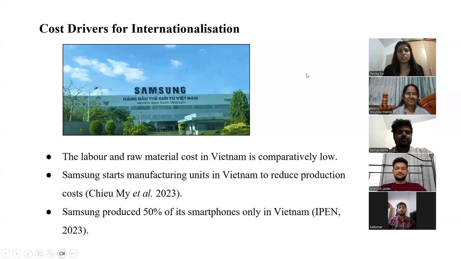The next slide discusses the cost drivers for the internationalization of Samsung. The cheaper raw material and labor costs in Vietnam attracted Samsung to start production in Vietnam to reduce production costs. Around 50% of total Samsung smartphones are produced in Vietnam. And here is a picture reference to the Samsung company in Vietnam.